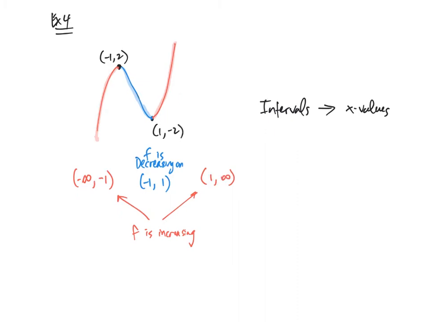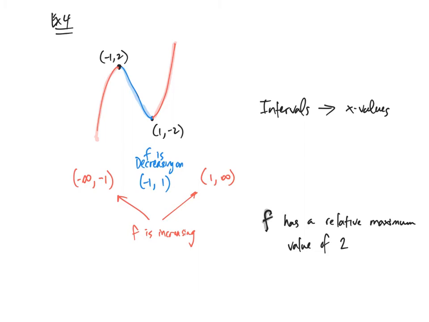Now I'm going to go ahead and use this example to talk about relative minimum and maximum values. So when they talk about relative minimums or maximums, they are talking about the y values, okay? So in the diagram we have here, we could say that f has a relative maximum, so it's like the top of a hill, relative maximum value of 2, right? Because the y value is 2.